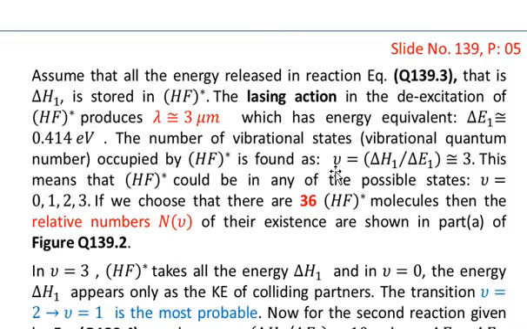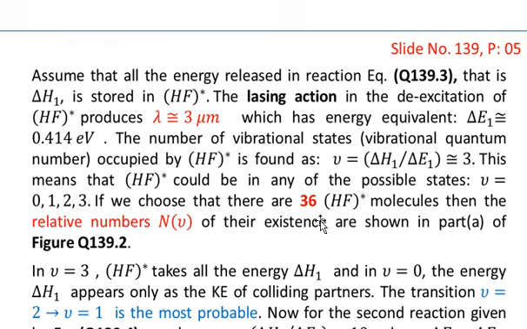the value of V, the vibrational level, is equal to delta H1 over delta E1. With delta H1 also represented in electron volt and delta E1 already in electron volt, if you substitute these two values, you will get V equal to 3. This means that the hydrogen fluoride molecule in the excited form could be in any of the possible vibrational states, that is V equal to 0, 1, 2, 3. So any of these states could be occupied by this hydrogen fluoride molecule in its excited form.